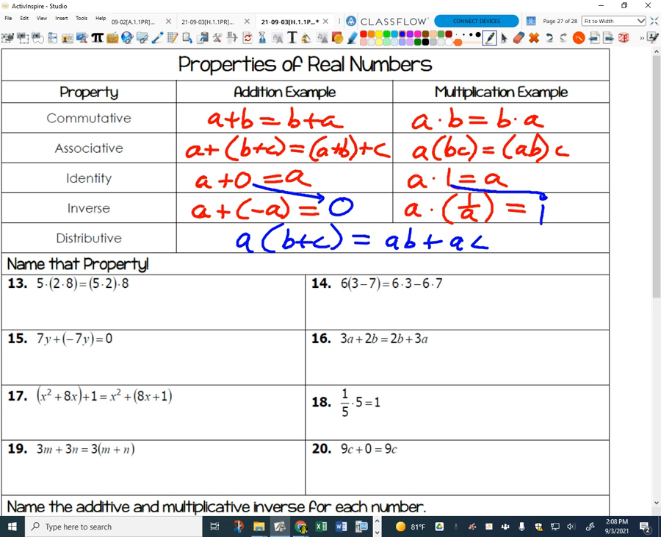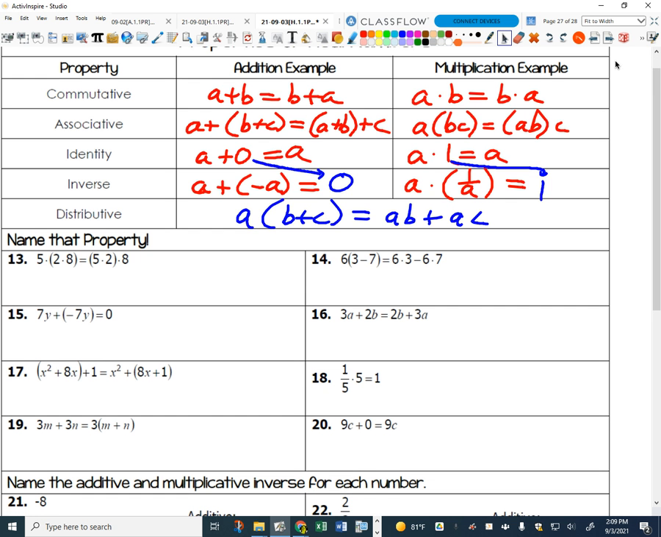Okay, now we're playing the game, name that property. It's a great game. Name that property, 13. Everybody take a look at that. Here, let me make these a little bigger. Those are kind of small, aren't they? Can I make it? Oh, I can't do it that way. Oh, it won't do it. Sorry, I tried.